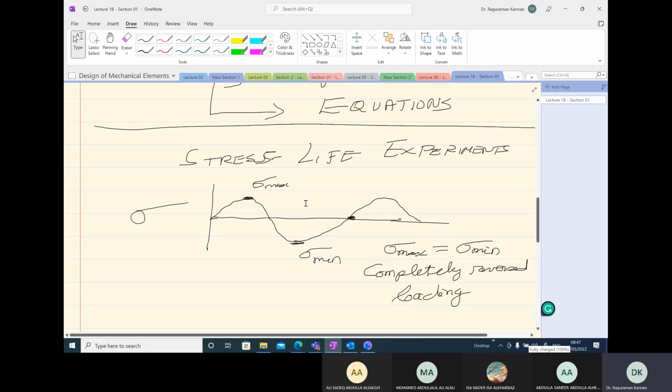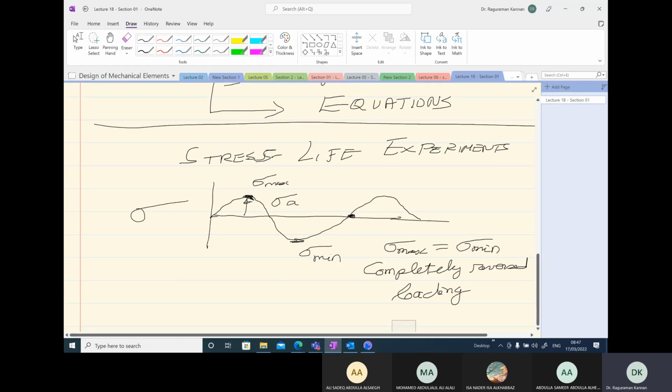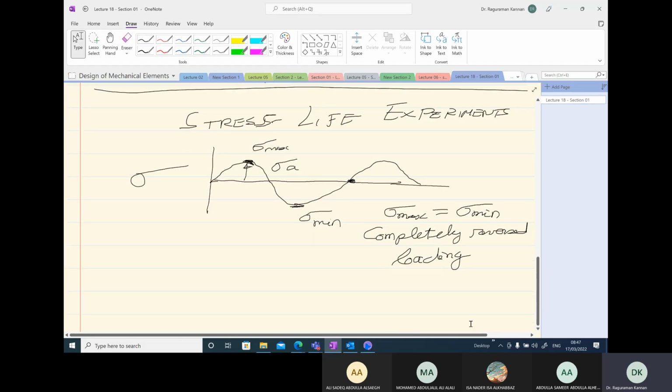It is possible that sigma max and sigma min can be different, but to simplify our situation, we always apply the stress in such a way that max is equal to min in magnitude. Now, this height of the stress we can call sigma amplitude, and the mean value of the stress we can also get. So first, let's define the amplitude of stress. The amplitude of stress is defined as sigma max minus sigma min over 2.